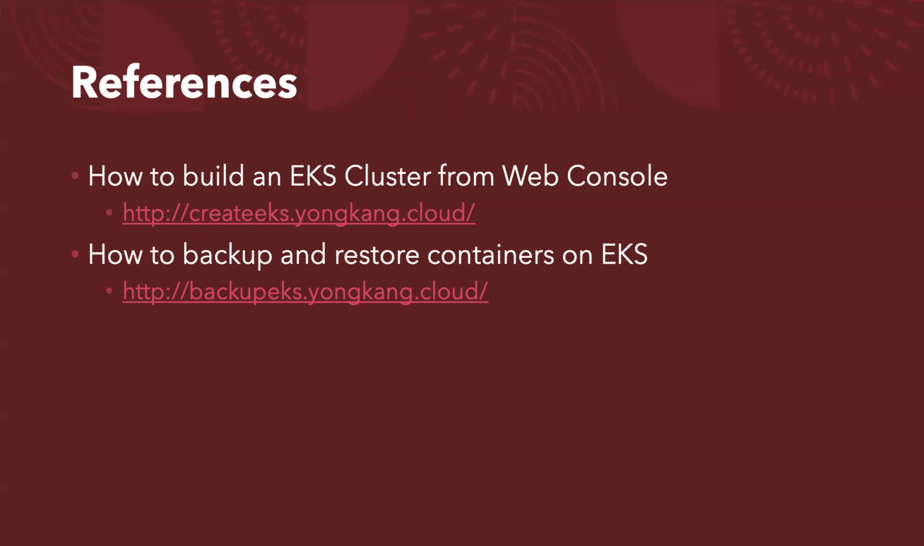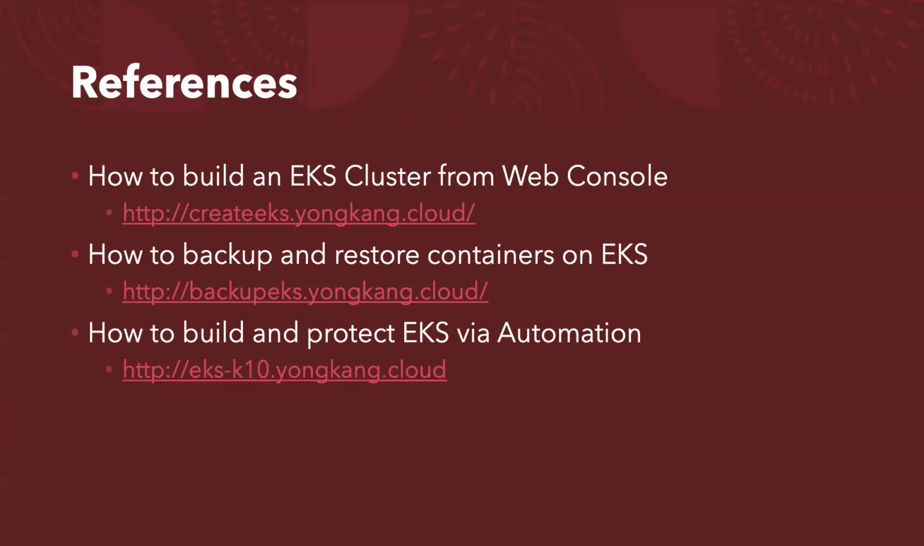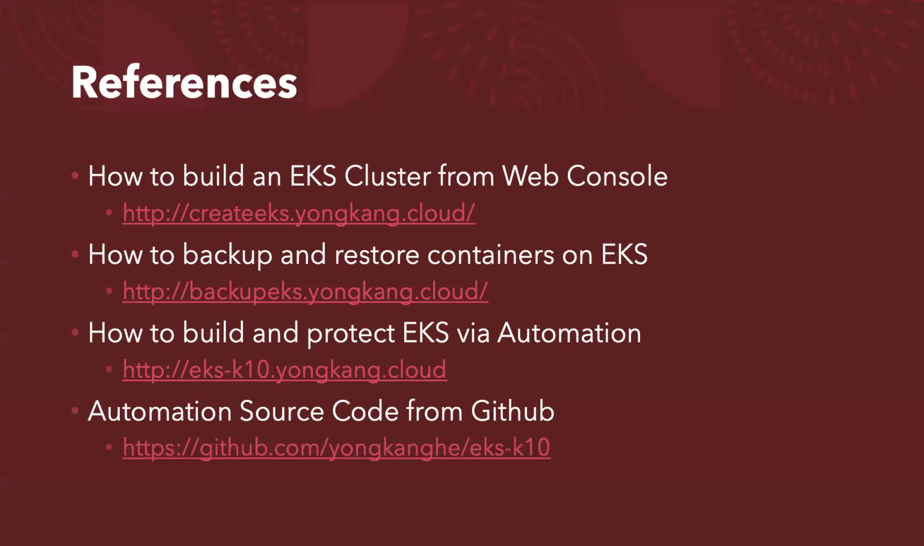And secondly, if you want to know more details about how backup containers work, or how restore containers work on an EKS cluster, backup eks.yongkang.cloud. And the third one is about how to build and protect the EKS via automation. So it's eks-k10-yongkang.cloud. Last but not least, here's the automation source code from our GitHub page. So you can see github.com/yongkang-he/eks-k10. That's all I want to cover for now.